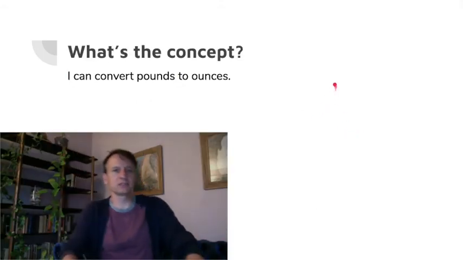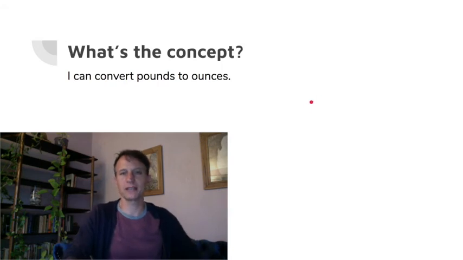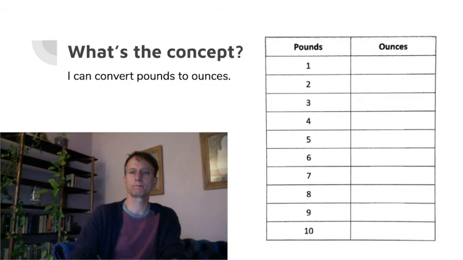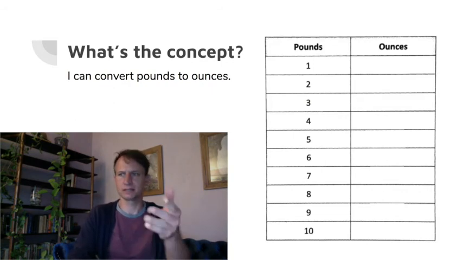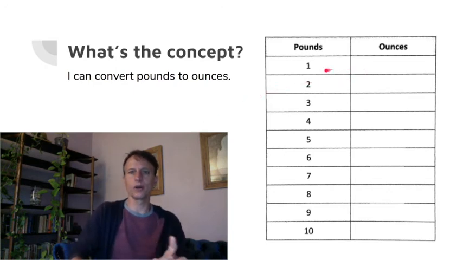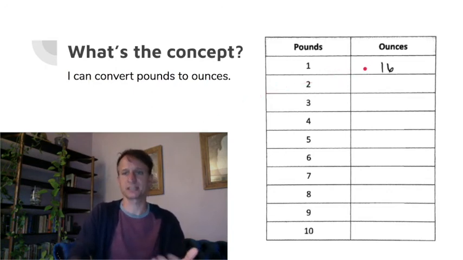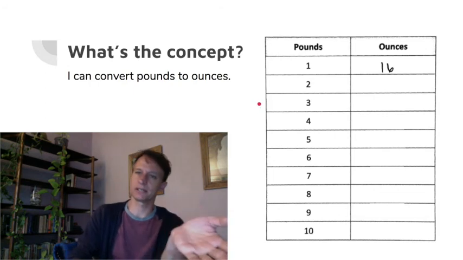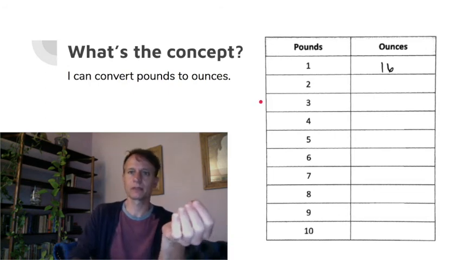Here we go. Pounds and ounces. Pounds and ounces. All right. You have a table like this in your, I think it's called a practice sheet for lesson 1. So 1 pound, I'm just going to tell you, is 16 ounces. That's the way it is. And now this system is called the customary system.